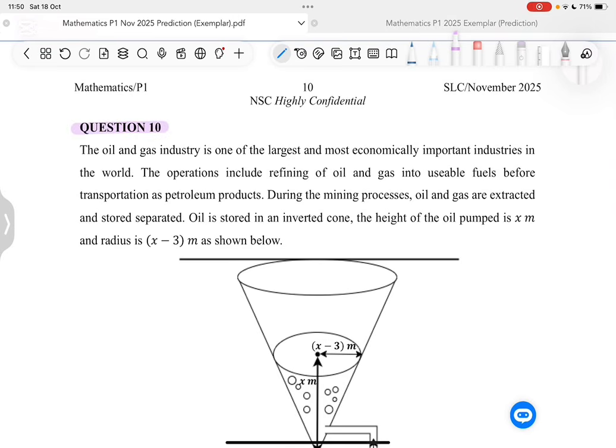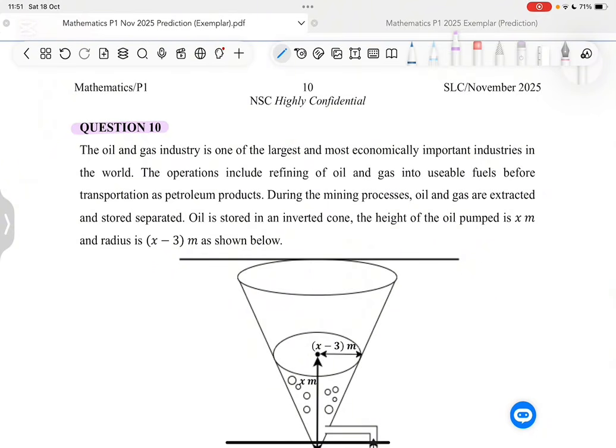Question 10 of your maths exam will be a continuation of the application of calculus. And in this specific question, we will look into optimization. The question reads as follows.